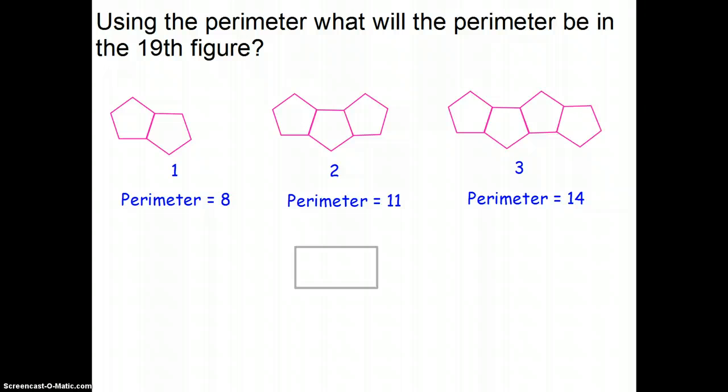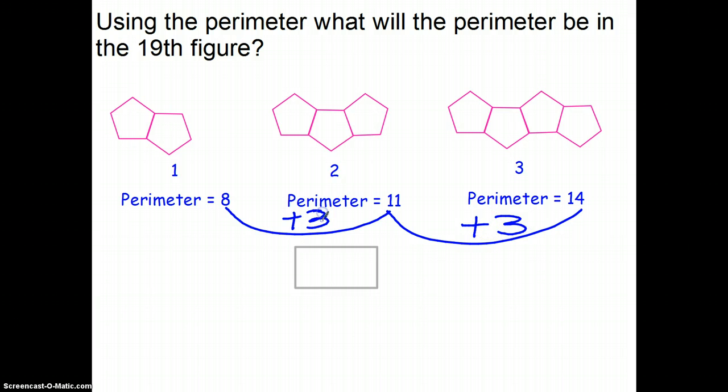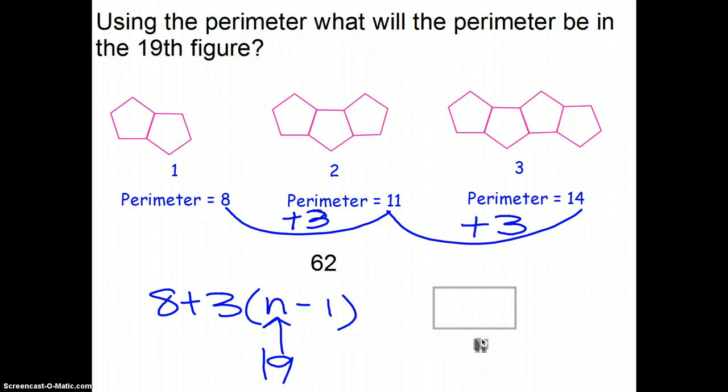Use the perimeter. What will the perimeter in the 19th figure be? So in this one, here it's adding 3 and adding 3. So I could just keep adding 3 until I get to the 19th one, or I could say the first term is 8 plus 3 and then n minus 1, and I could plug in 19 for n. And if you actually do that, the answer is 62.